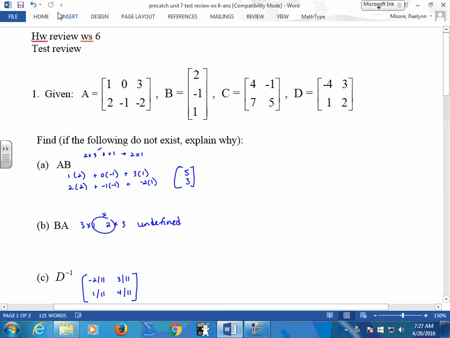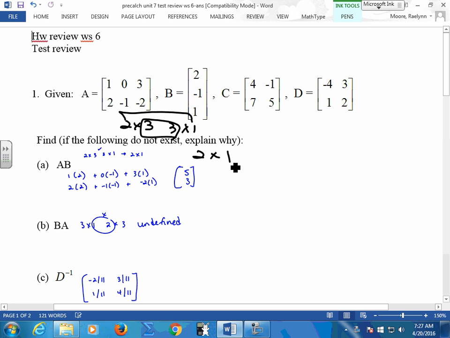Remember, the multiplying you have to do out by hand. So before you can see if they can be multiplied, get the dimensions. A is a 2 by 3. B is a 3 by 1. These have to be the same. Therefore, the result is a 2 by 1.